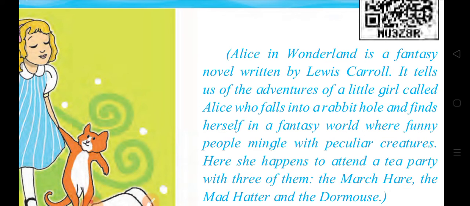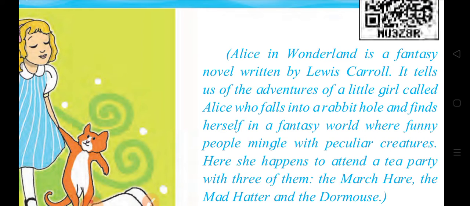You might have seen this movie, then you will realize what I'm talking about, because in this movie she has done a lot of wonders. She falls into a rabbit hole and finds herself in a fantasy world where funny people mingle with peculiar creatures. You might have seen at the beginning of the story that Alice is having a party, and she sees a rabbit holding a clock in his hand and running towards a hole. When she goes after that rabbit, she also falls into the rabbit hole, and she finds herself in a fantasy world.